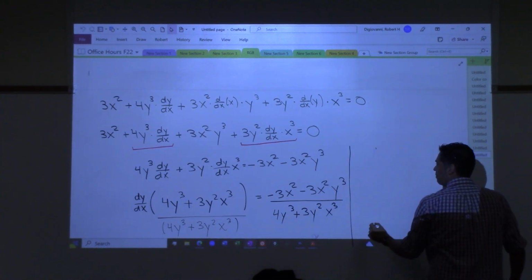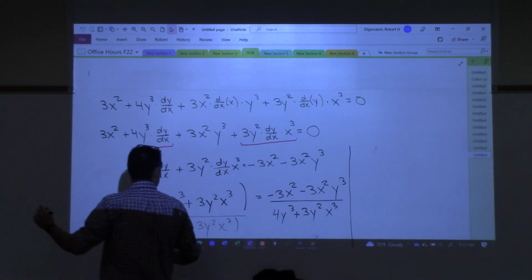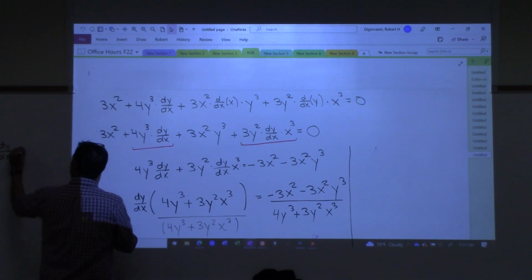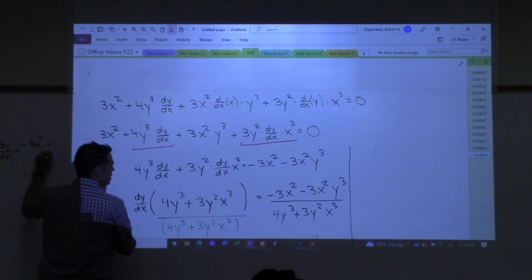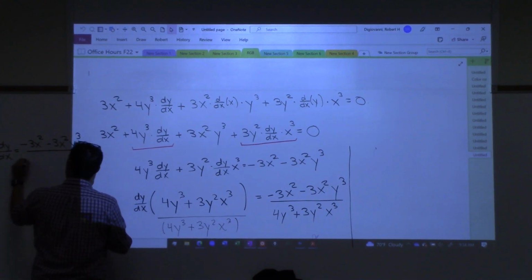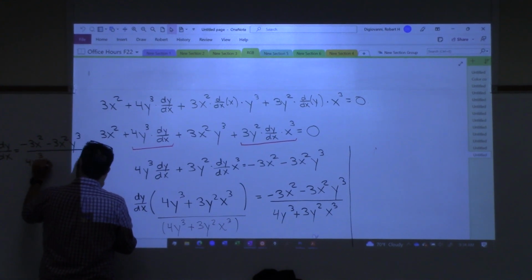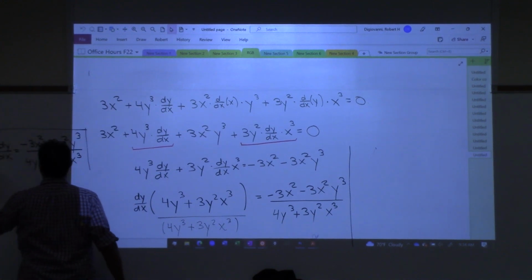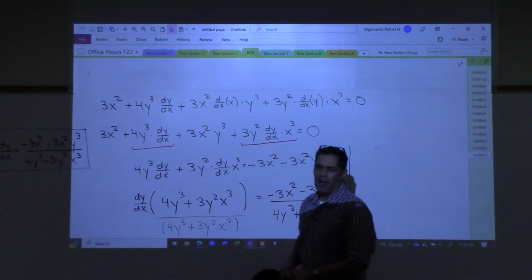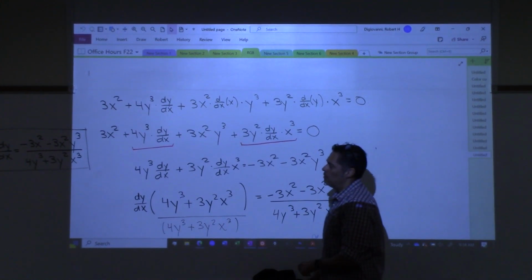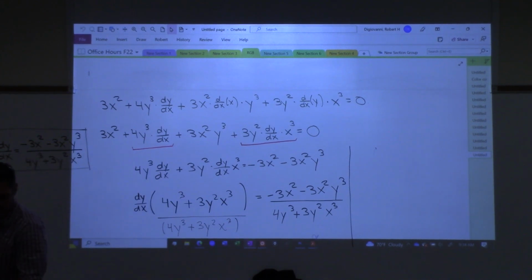And we get a final answer. I'm going to put the answer over here. It may not show up on camera, but we have dy dx equals negative 3x squared minus 3x squared y cubed over 4y cubed plus 3y squared x cubed. There is some more algebra we could do there, okay? But we've got dy dx by itself. Questions?